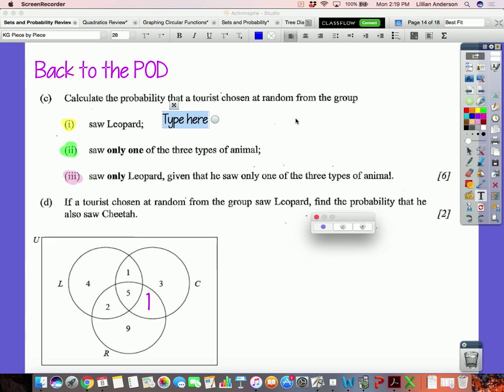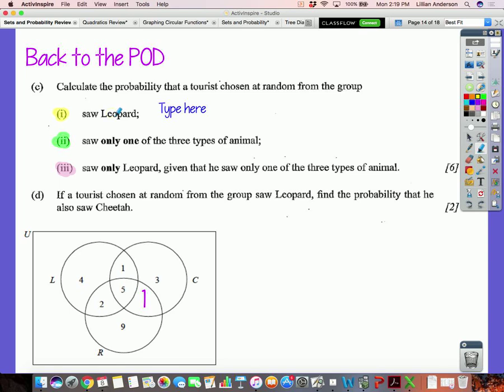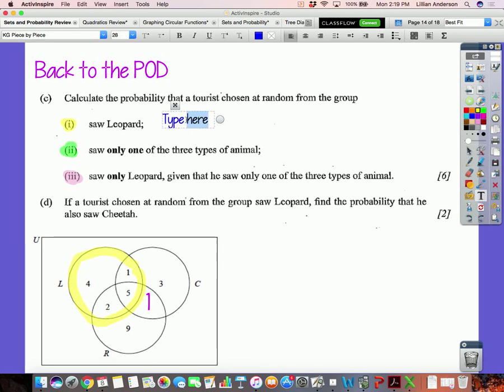All right, so we're trying to calculate the probability that the tourist chosen at random from a group saw a leopard, okay? Is there any distinction of any kind? They didn't say only leopards or only leopards and rhinoceros or something like that? No. So you're looking literally at this entire L circle, which is how many? 12. Out of how many? 25. So your probability is 12 out of 25. Yes, you could put the decimal, but make sure you round to 3 significant figures.